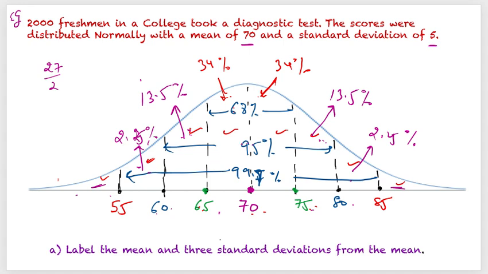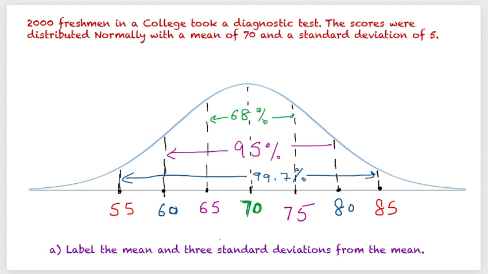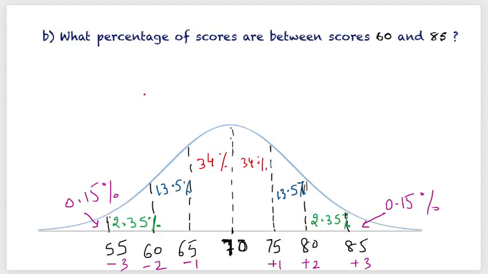Since we know that the total percentage is 100, and 99.7 is already covered between 3 deviations, the rest of the portion will be only 0.3. So when we divide 0.3 into two parts, we are getting 0.15 percentage, which is very less, and this is also 0.15 percentage, that we can see, right? And now we will use it for problem solving.